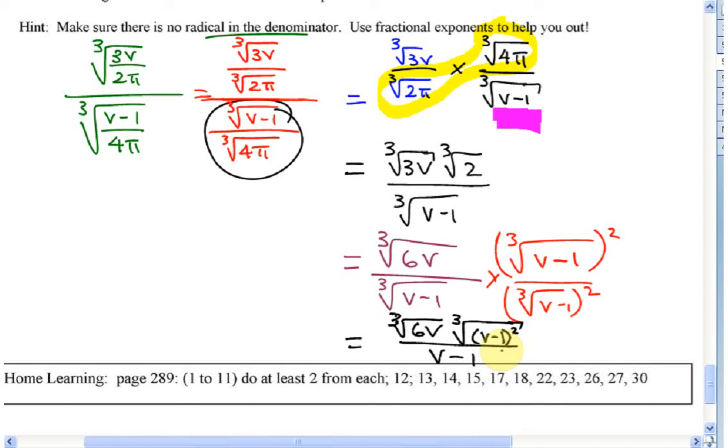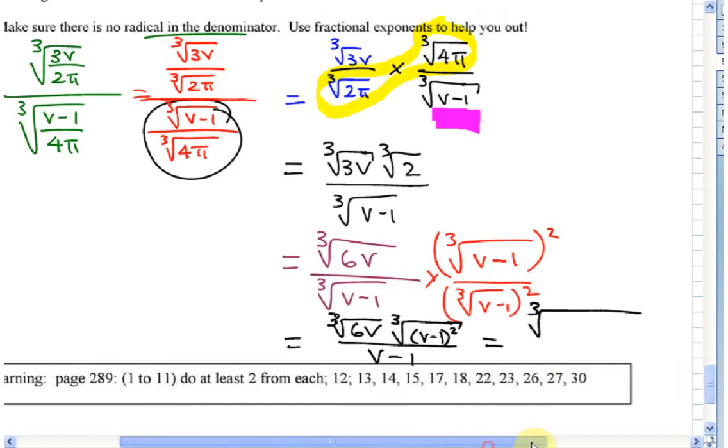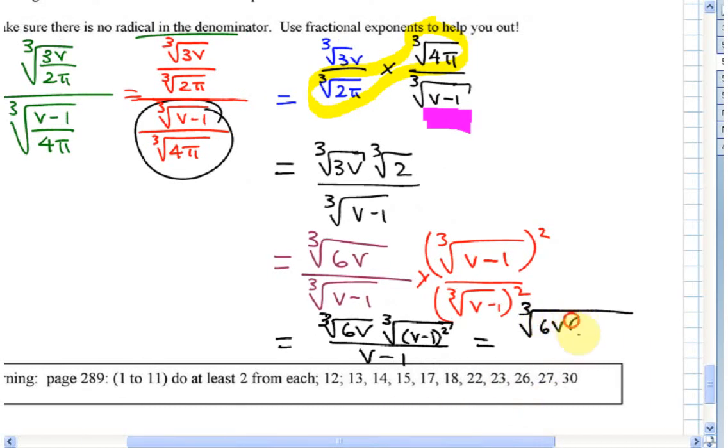Now, do you know why I decided to do this? Because now if you look, the index is the same, so what can I do with the stuff underneath? Just combine it. So therefore we have the cube root of 6 times v with a v minus 1 all squared. And look at this. Now I've got no more root. And ta-da, there's the answer.